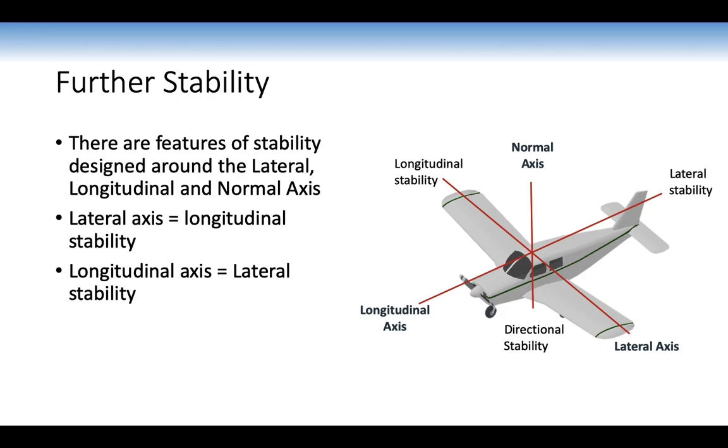Stability is designed around the lateral axis, longitudinal axis, and normal axis. So the lateral axis, we call it longitudinal stability. The reason being is that around the lateral axis, you pitch your nose up and down. So that sort of goes in between that longitudinal axis, that straight line. And then the longitudinal axis, we call that lateral stability. So as we roll the airplane, that goes to that straight line of the longitudinal axis.